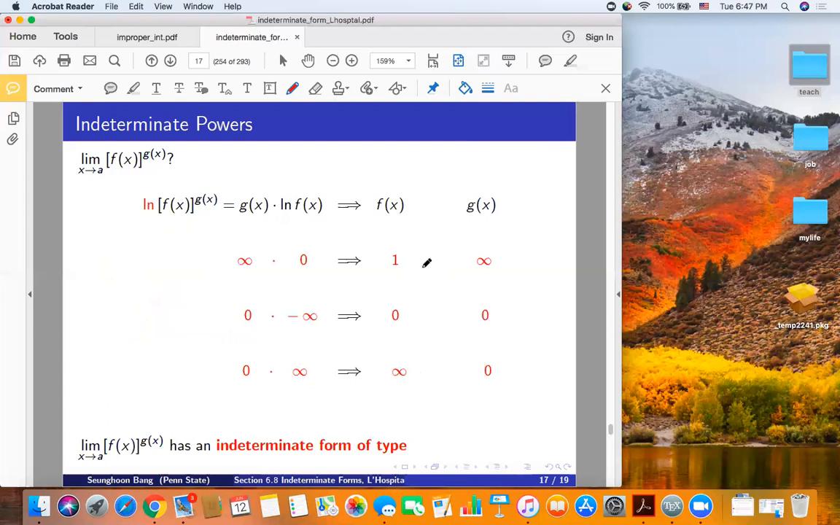You can change it from here. What are the f of x to the g of x power forms? The first one, 1 to infinity. Second one, 0 to the power 0. Third one, infinity to the 0. We have 3 types of indeterminate forms: 1 to infinity, 0 to 0, infinity to 0.